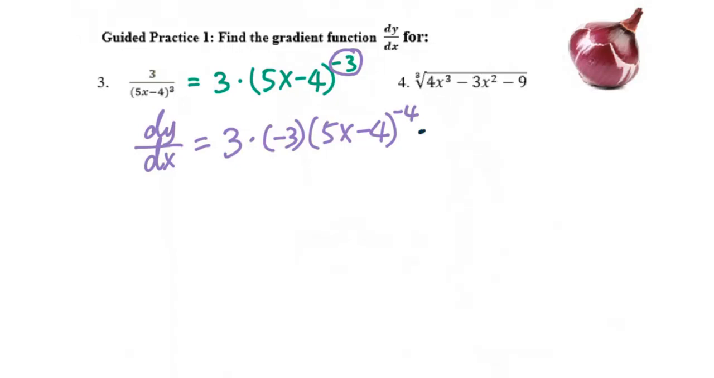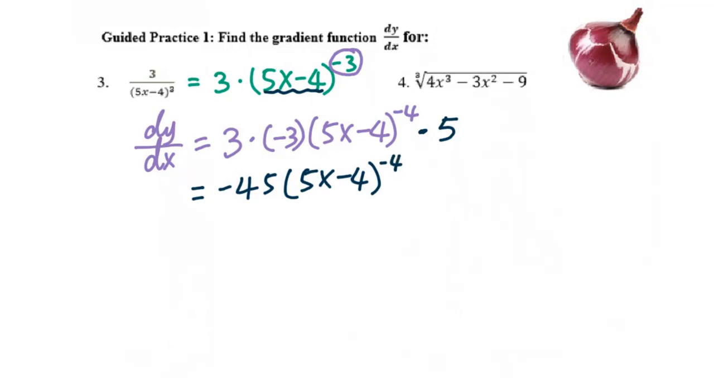After this, you will do the derivative of the inside. That's 5x minus 4. The derivative will be 5. Then you can organize. 3 times negative 3 times 5 will be negative 45. Then 5x minus 4 to the negative fourth power.